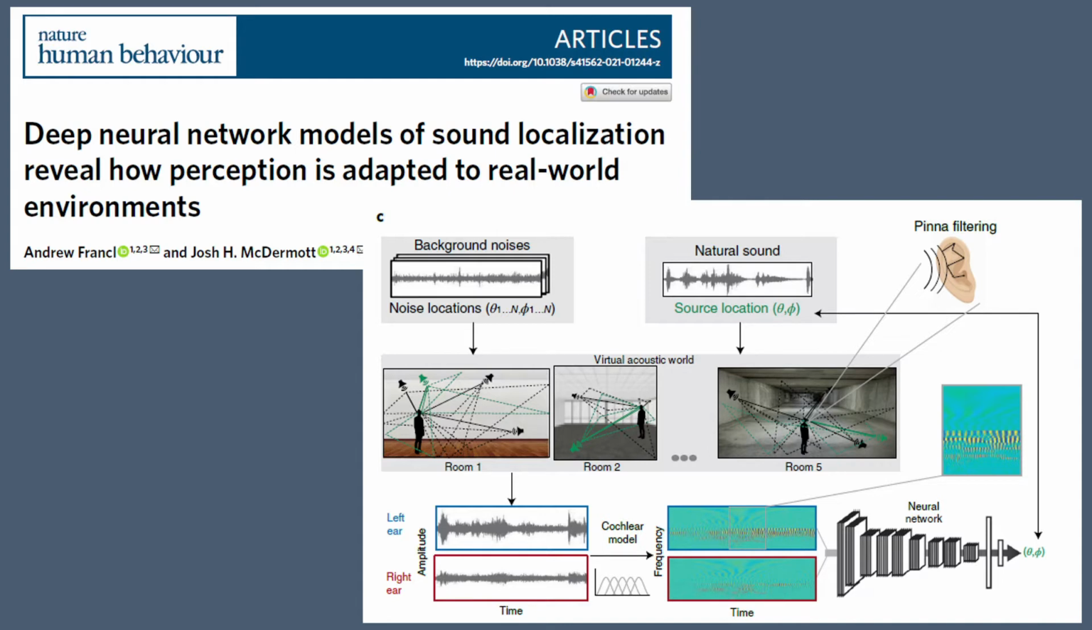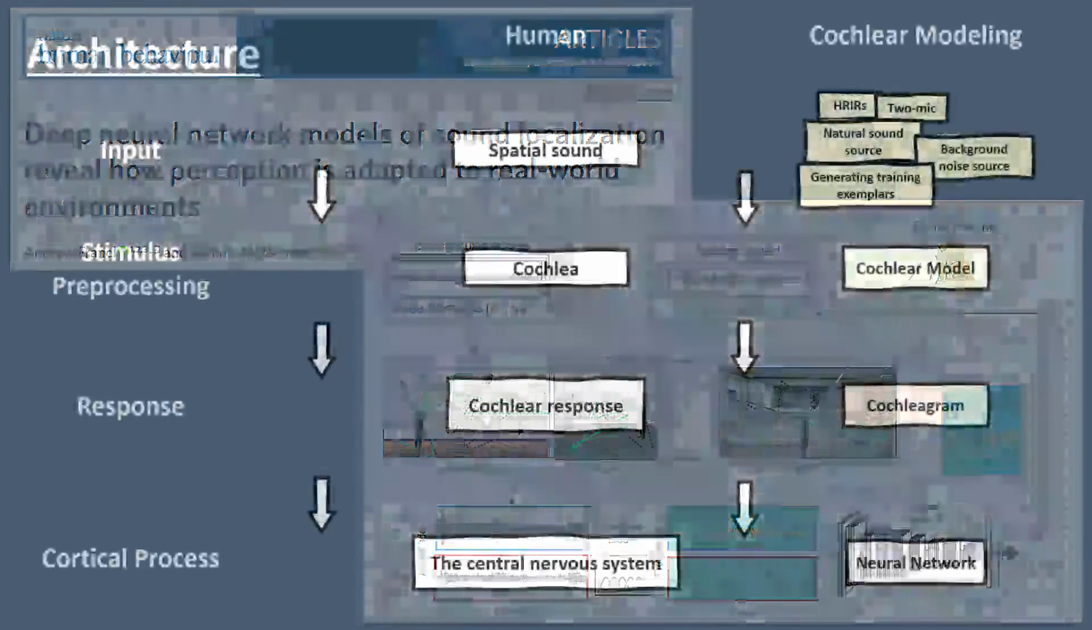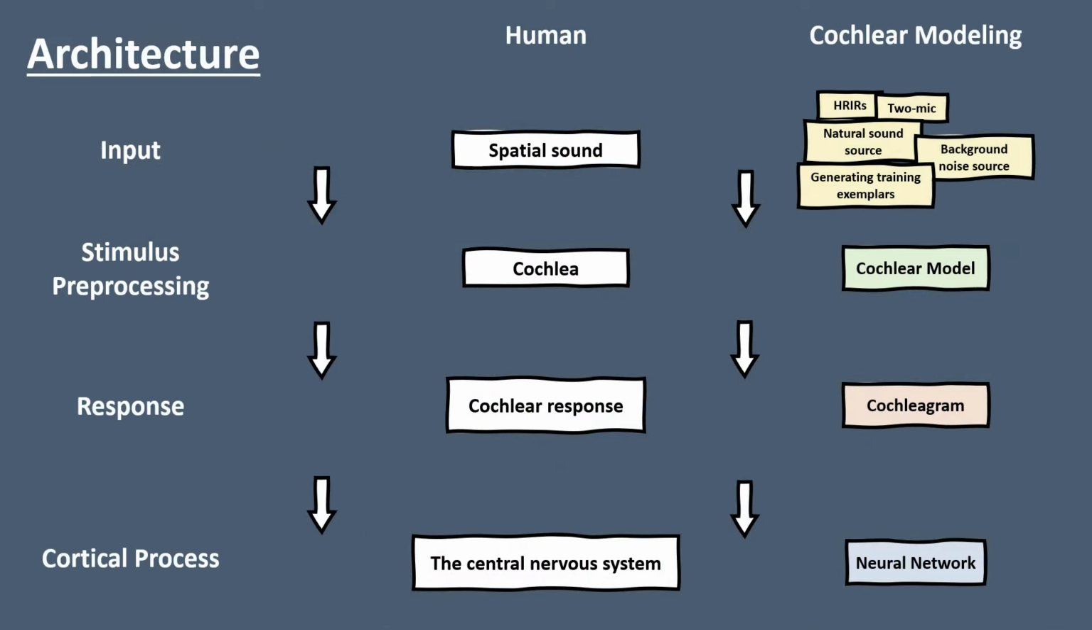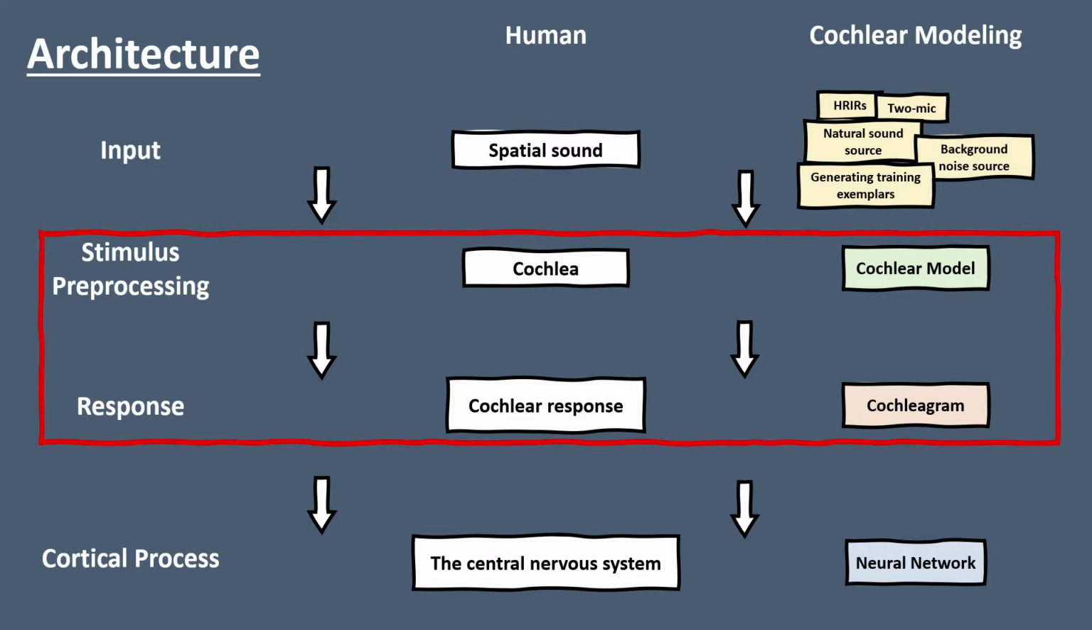In simulated experiments, the model exhibits many features of human spatial hearing, but when trained in an unnatural environment without reverberation, noise, or natural sound, the performance characteristics deviate from humans. This is a simple architecture of their work with human auditory processing. Here, I will only focus on the cochlea model and its output, the cochleagram.